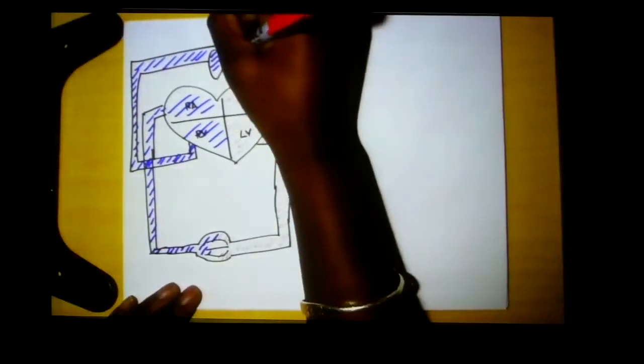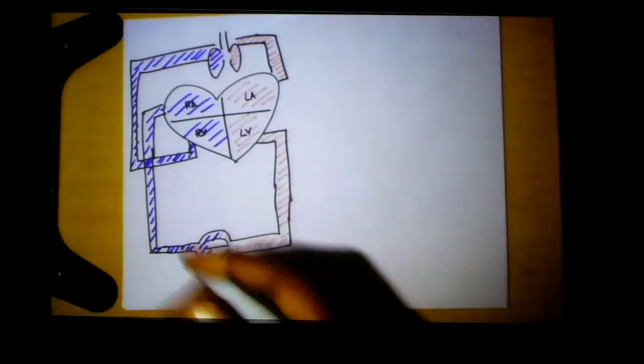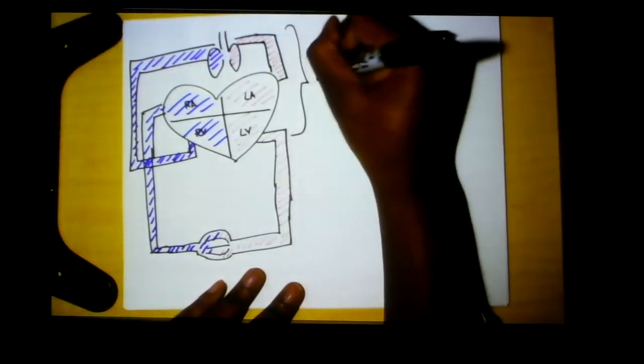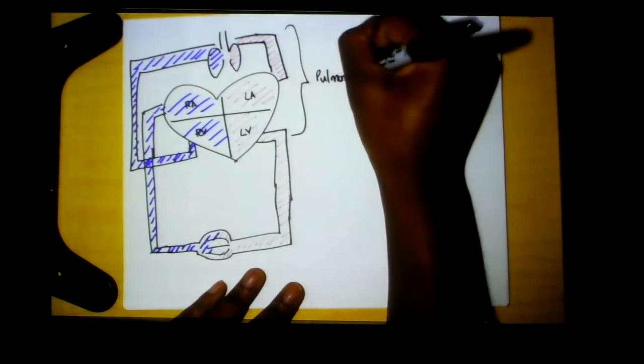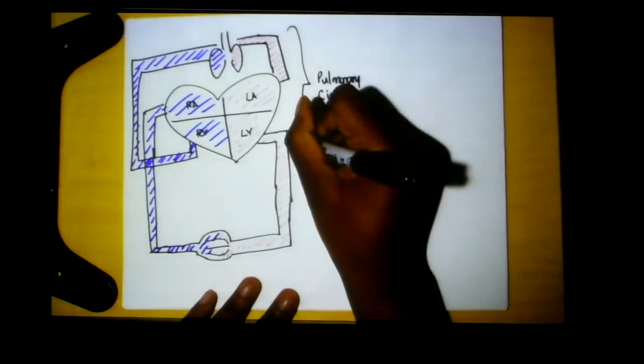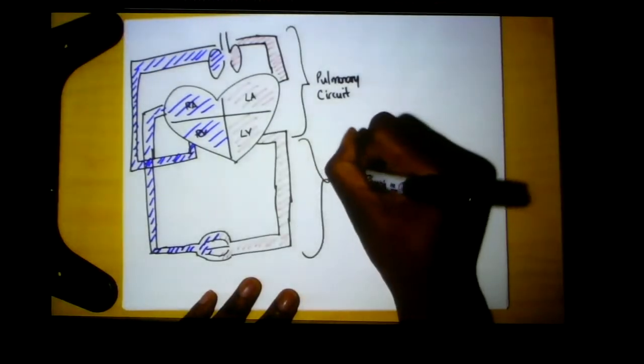Okay, this should all be a review for you at this point. All right, so this is the basic premise of our circulatory system. Let's identify the pulmonary versus the systemic circulation first. So we know this bit is the pulmonary circulation. And then this bit is the systemic circulation.